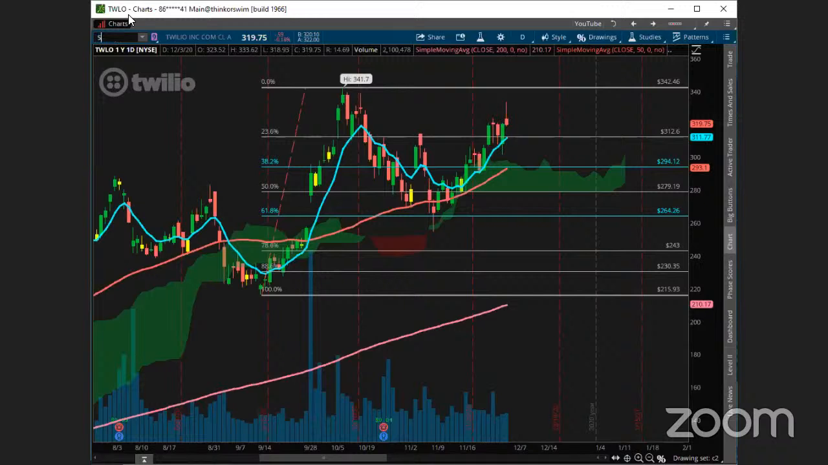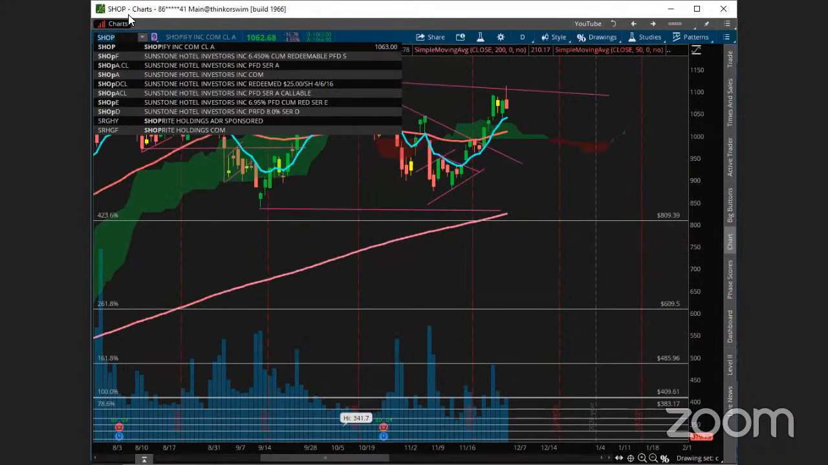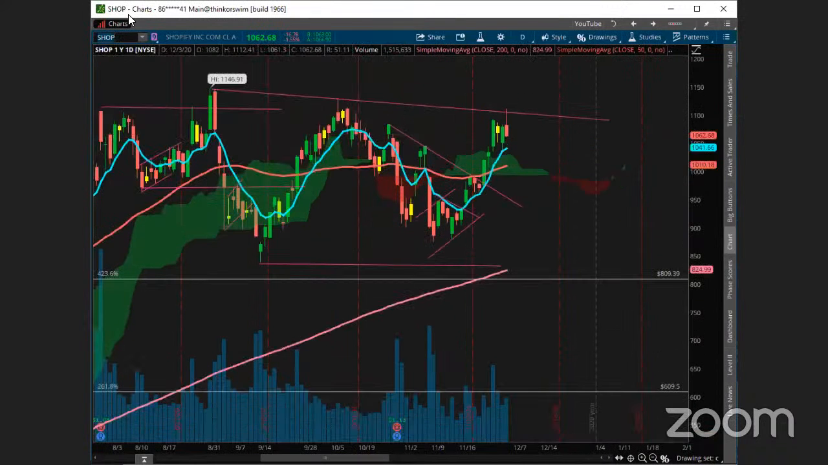Twilio, again, we looked at this a little bit earlier. So again, upper shadow on that one, so a little bit of caution there. Shop got to the geometric line and reversed right off of it, right? So definitely looking interesting here. Potential cup and handle. Let's see if we can get a breakout on that and see if it can go.